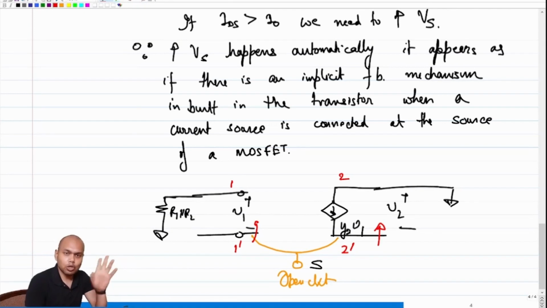In a common source amplifier, the source was always grounded, so this information was not getting transferred. In this particular configuration, since the source is open circuited, by virtue of the operation of a transistor, by virtue of the model of a transistor, there seems to be an implicit negative feedback that is existing all the time, right? Okay, so let's stop here.